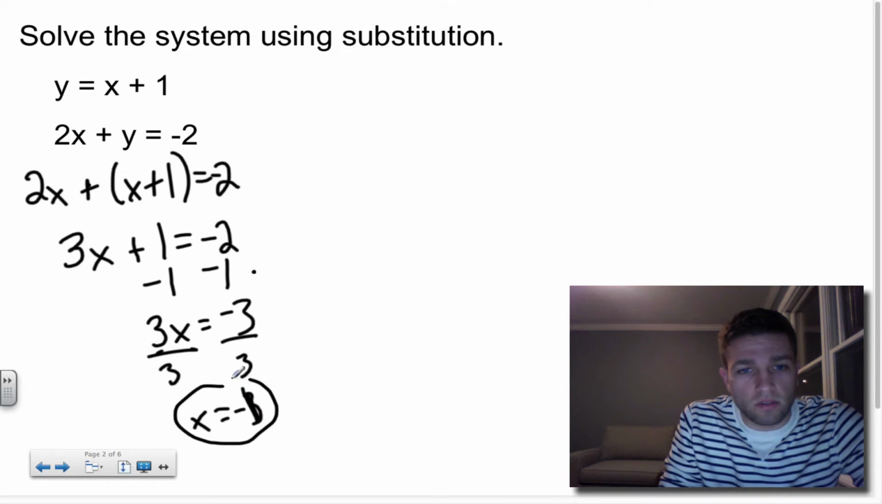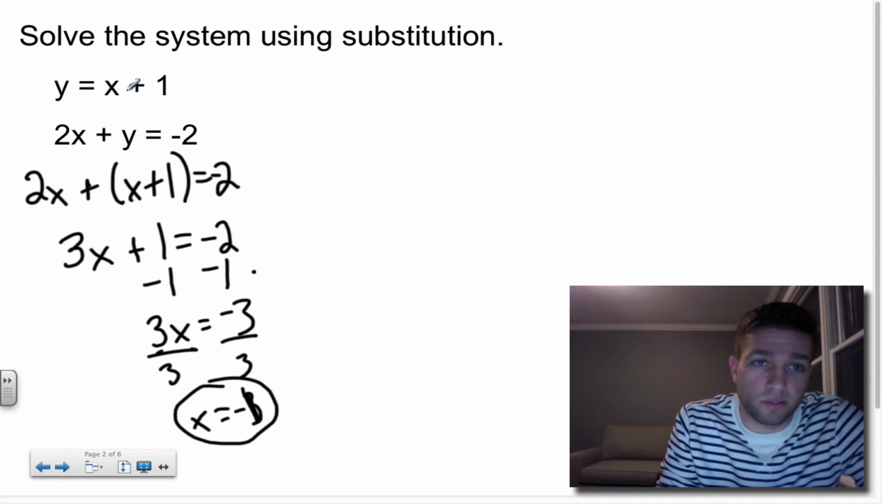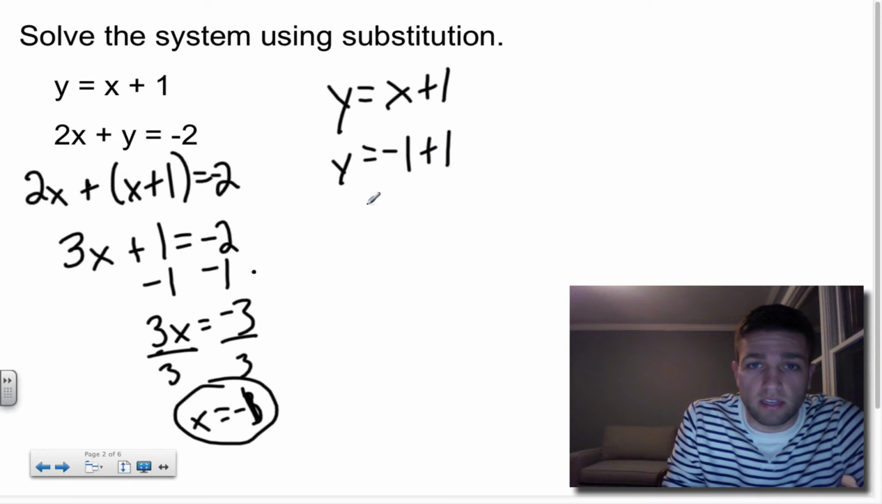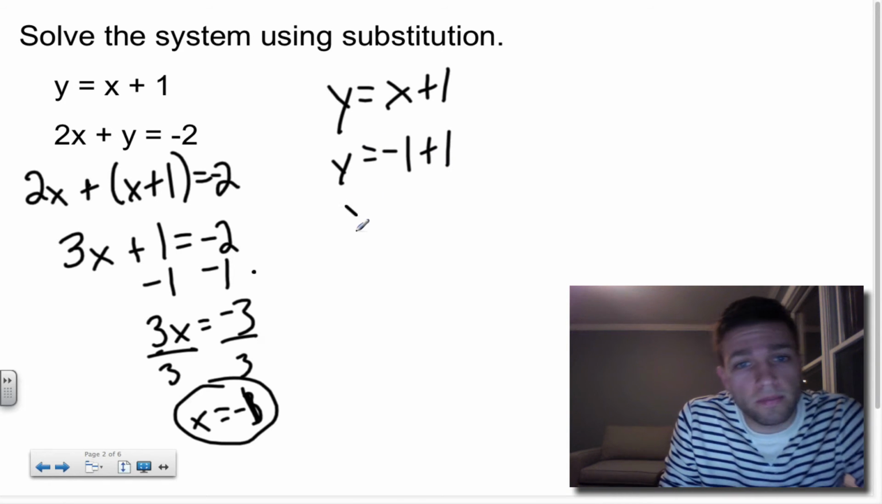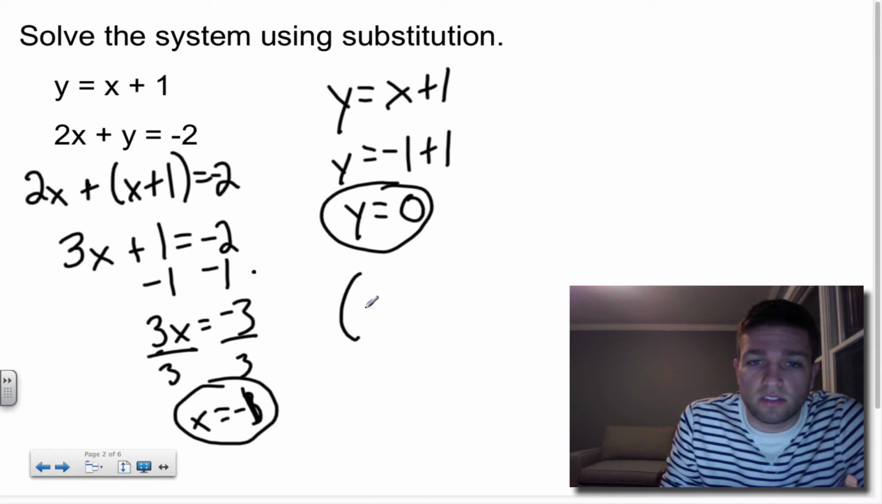1. Now that I know what x equals, I can just plug that into one of the equations. This one looks easier, so I'm just going to use that. y equals x plus 1. x is negative 1. And negative 1 plus 1 is 0, so y equals 0. So the solution to this system is negative 1, 0.